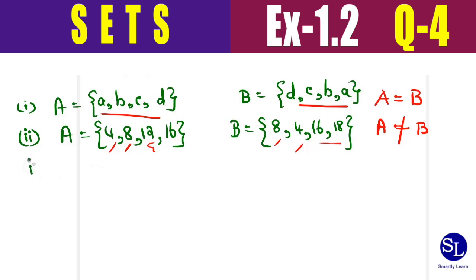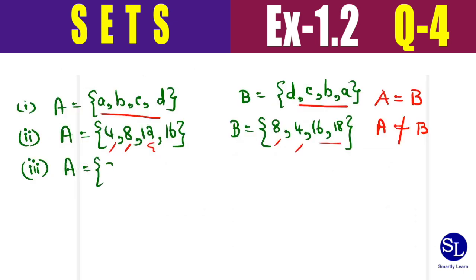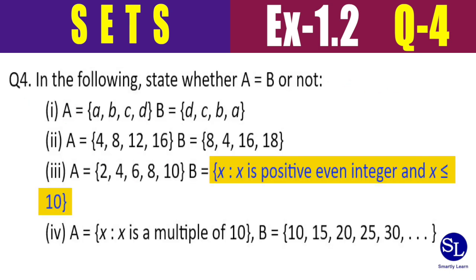So now let's look at the third option. Set A is equal to 2, 4, 6, 8 and 10. So A is going to be 2, 4, 6, 8, 10. Now set B is not given in roster form. So let's try to write the elements of set B in roster form first. So B is x, where x is a positive even integer and x is less than or equal to 10.